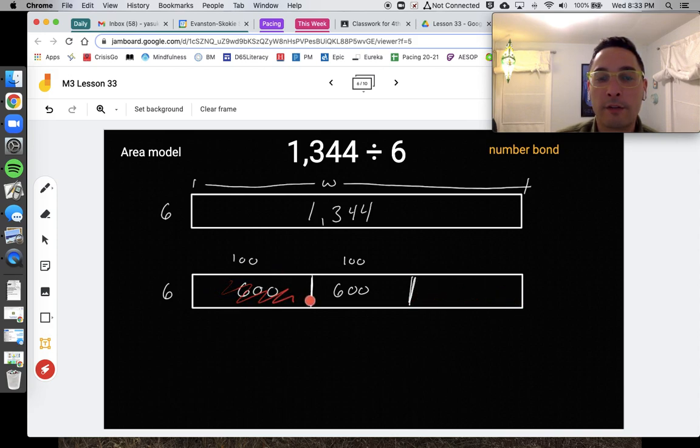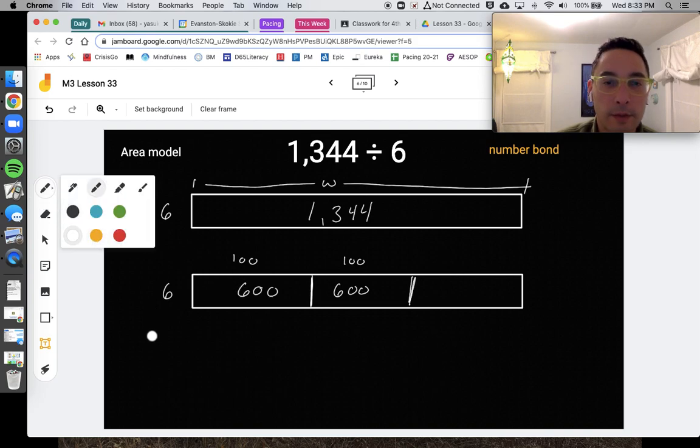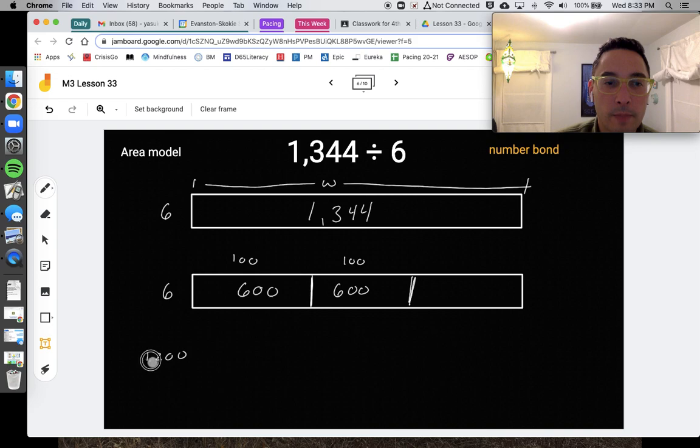So I have 600 in here as the area, 600 in here as the area, but I don't know this extra one off the top of my head. So let me think. I have 600 plus 600, so this is 1,200 already. But I know we have 1,344, so let me just see how much is left for over here. So 4 minus 0, 4 tens minus 0 tens, 3 hundreds minus 2 hundreds. So I have 144 left over.